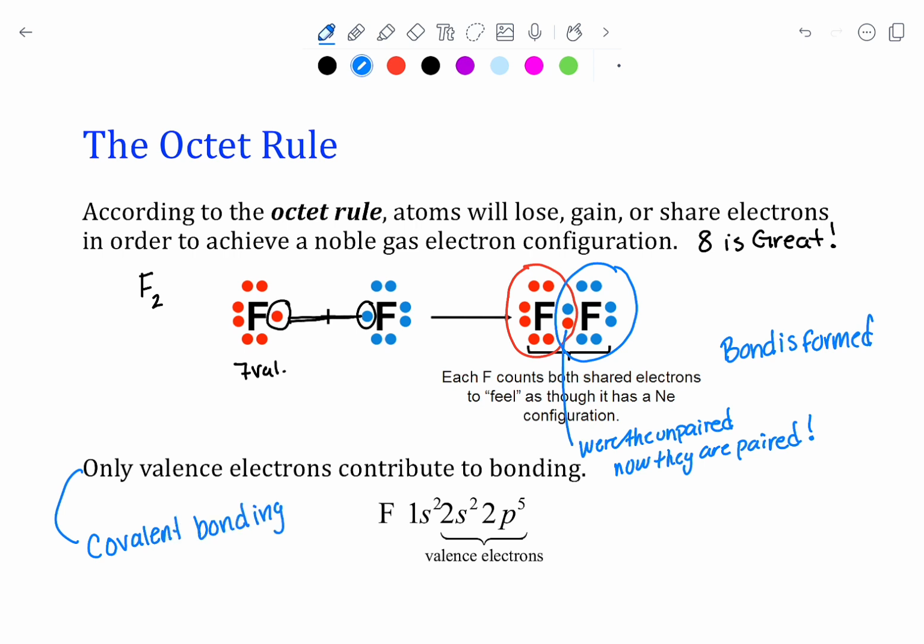Because fluorine is a nonmetal, so it's a nonmetal with a nonmetal, and if electrons are shared, that means it's a covalent bond. If electrons are donated, that is an example of ionic bonding, which is what we discussed in our previous chapter.